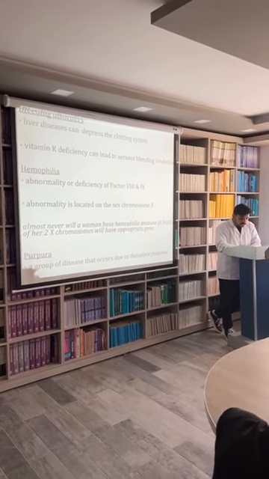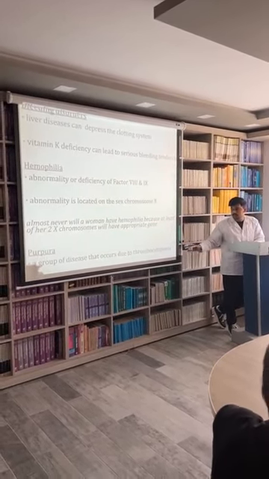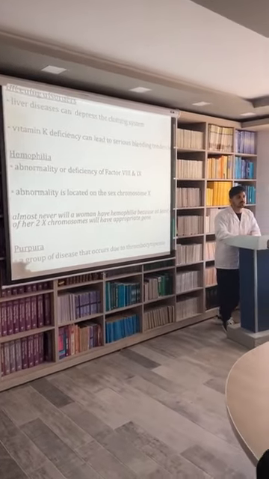Then there is purpura. Purpura is a group of diseases that occur due to thrombocytopenia, which is a low level of thrombocytes in the blood.